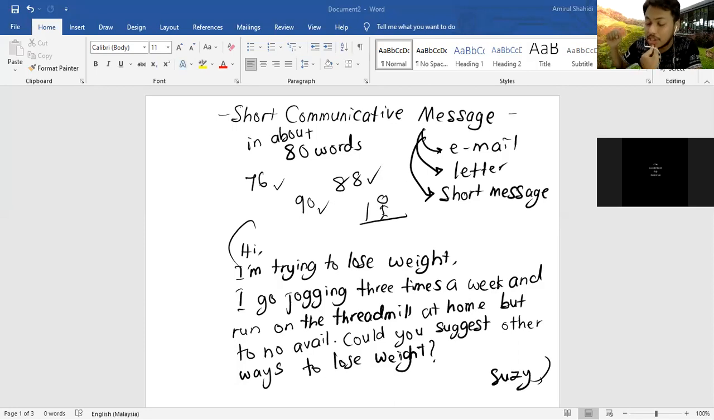It can be that Suzy ni dah jogging 3 kali seminggu, 3 times a week, and then run on treadmill. But right after berlari, jogging tu, dia pergi makan, melantak, makan banyak-banyak. Ada tak? Kita tahu kan? It can be the point. So, your content ataupun isi kamu boleh cakap. Yes. Saya type lah. Okay. I will write the answer for you. No worries.